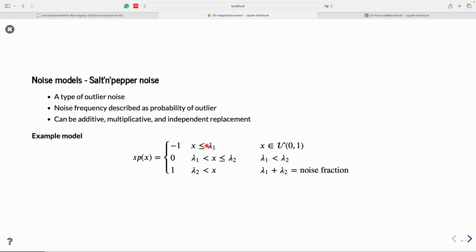distribution is below some lambda, then we have -1. If it's in an interval between two lambdas, then it's 0. And if it's greater than the second lambda, then you have a 1. So that's one way of modeling the salt and pepper. And lambda 1 plus lambda 2 is the noise fraction.